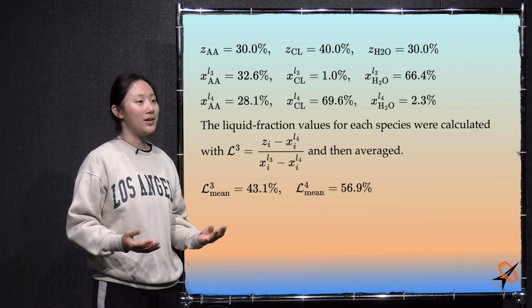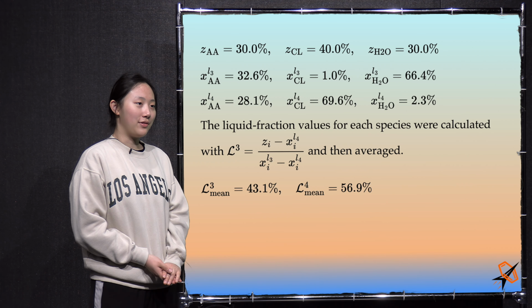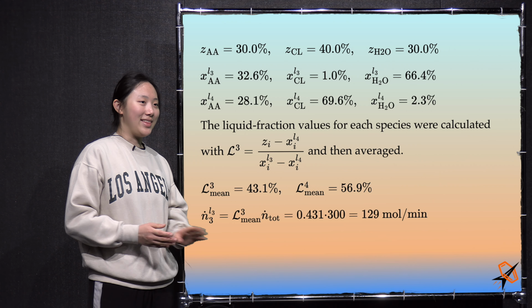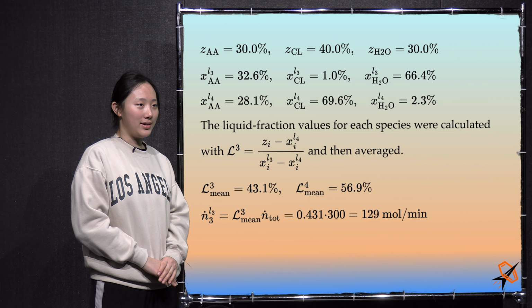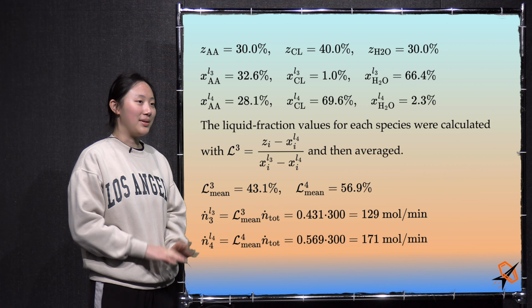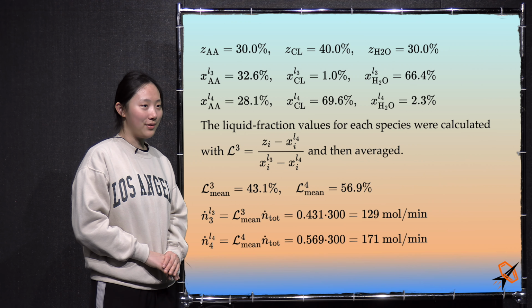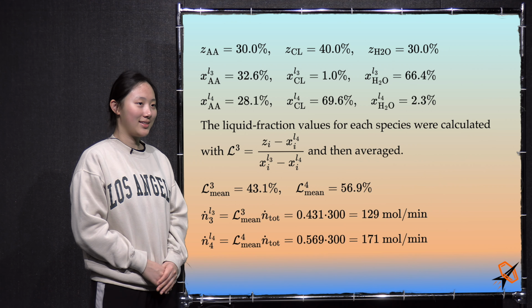It comes out to 43.1%. By difference from 1, the fraction of liquid 4 exiting is 56.9%. We can then calculate the exiting flow rate of liquid 3 as L3 times n-dot total, or 129 mol per minute. And by difference, or by L4 times n-dot total, the exiting flow rate of liquid 4 is 171 mol per minute.